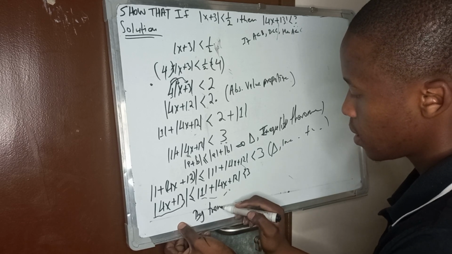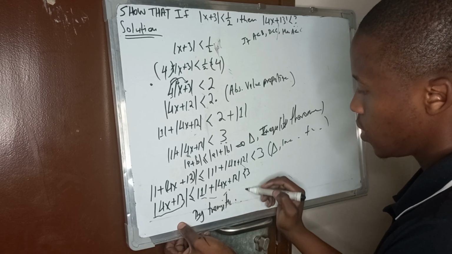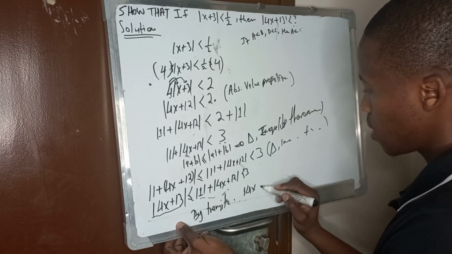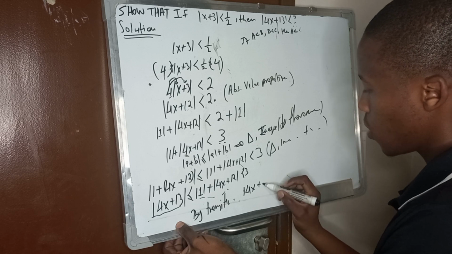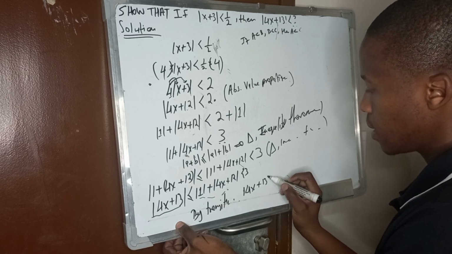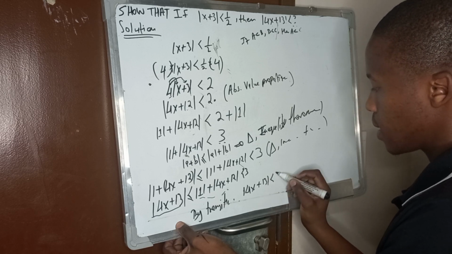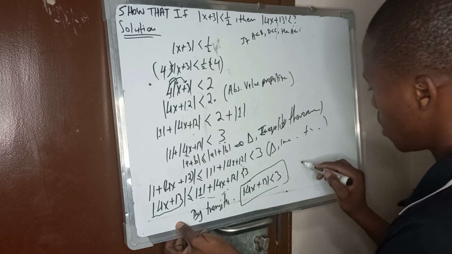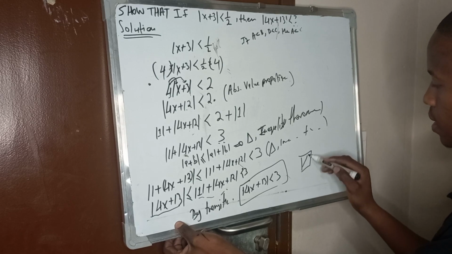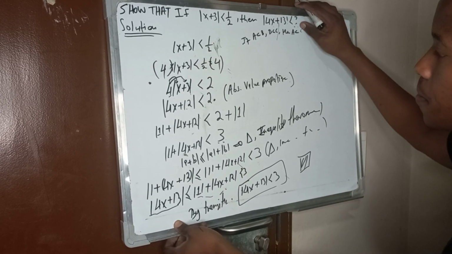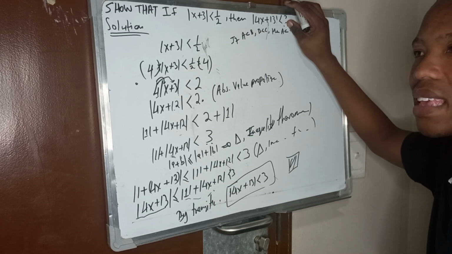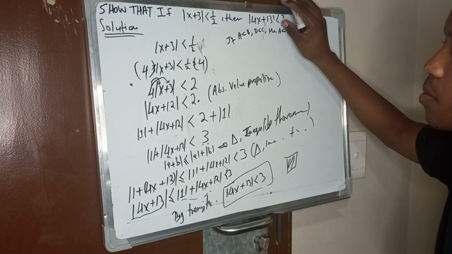By transitivity, the absolute value of 4x plus 13 is less than 3. Then you box your answer. This means proof complete. I hope this video makes sense and it helps.